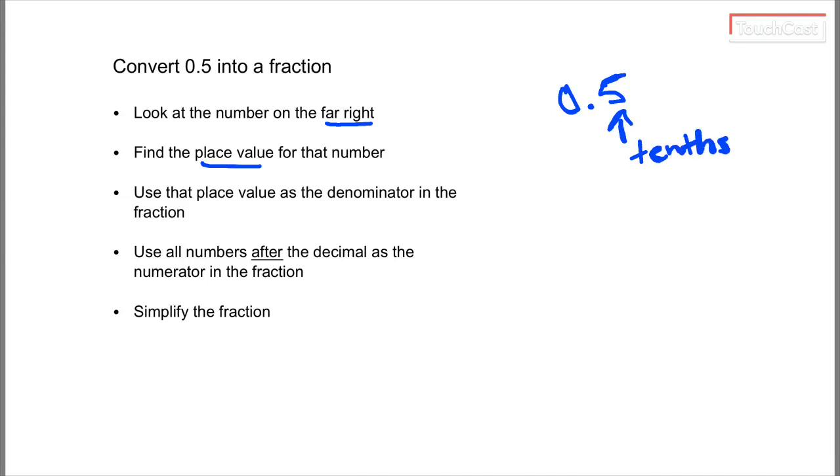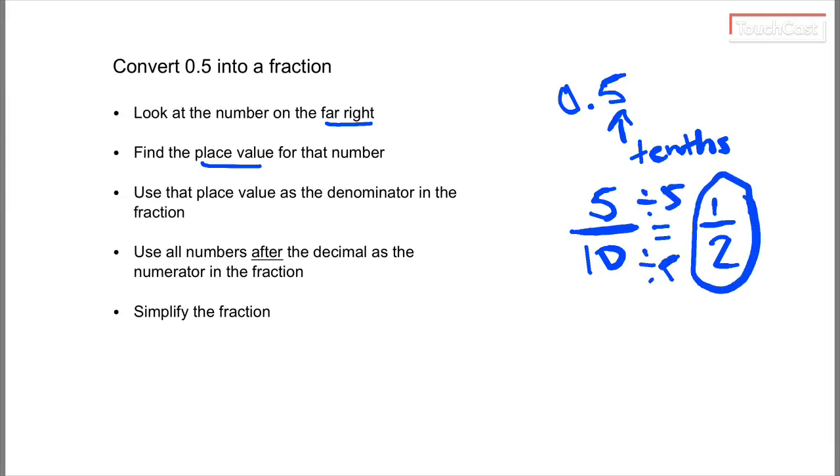So that means that we're going to use 10 as the denominator for our fraction. And that number 5 is going to be the numerator. Next we simplify. That becomes 1/2. We divided both of those by 5. So as a fraction, 0.5 is 1/2.